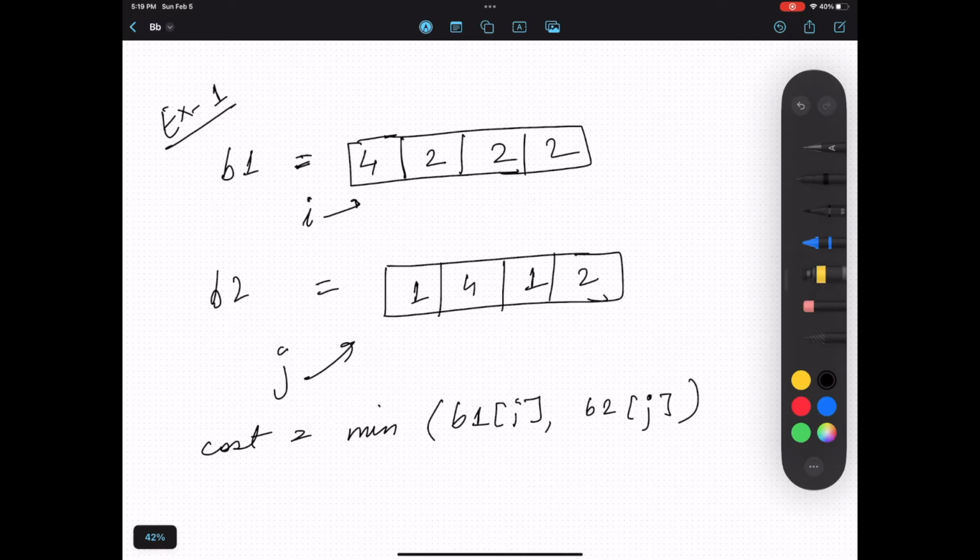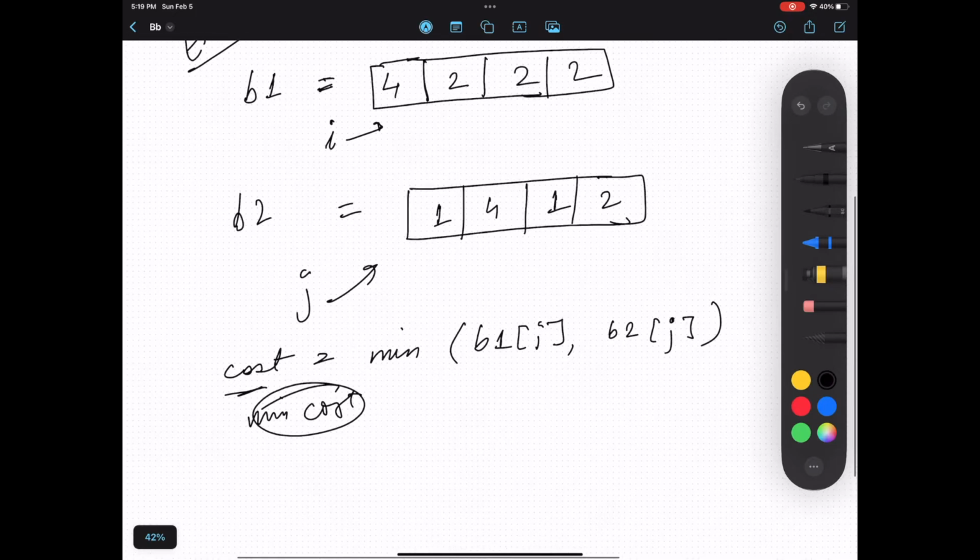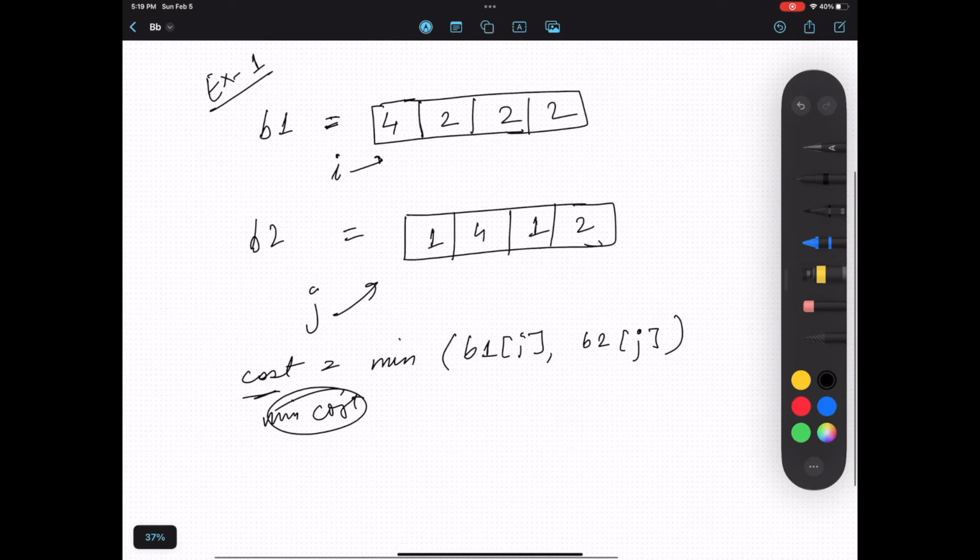The question asks whether we can make the two baskets look the same or not. That is the first question. If we cannot, then we have to return -1. If we can, then we have to return the minimum cost. So that's what the question says. Now, how to do it?